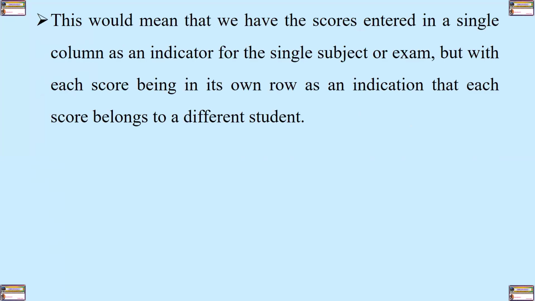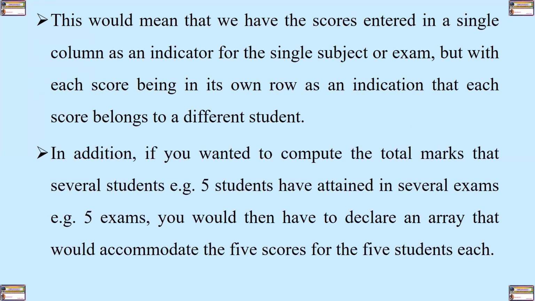This would mean that we have the scores entered in a single column, just as I've said, as an indicator for the single subject or exam, but with each score being in its own row as an indication that each score belongs to a different student. In addition, if you wanted to compute the total marks that several students, for example, 5 students have attained in several exams, for example, in 5 exams, then you would have to declare an array that would accommodate the 5 scores for each of the 5 students.